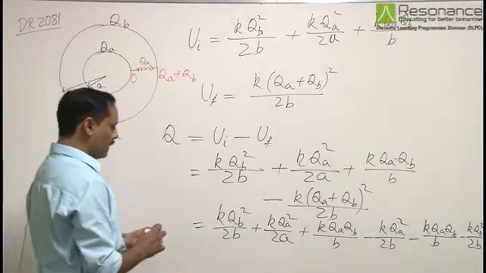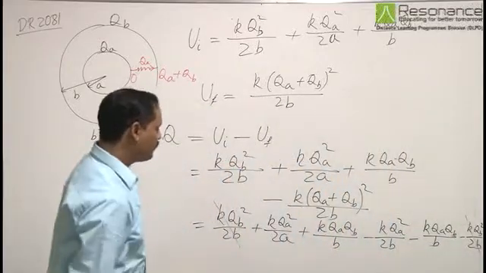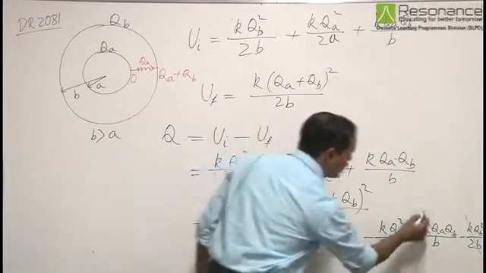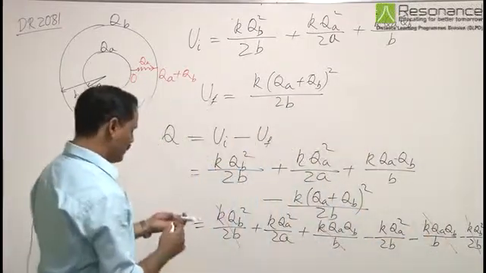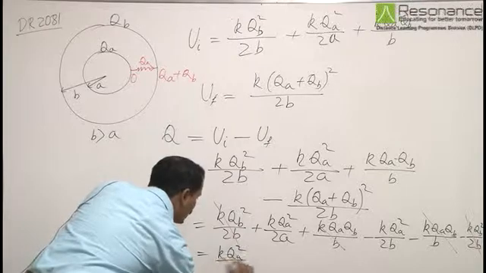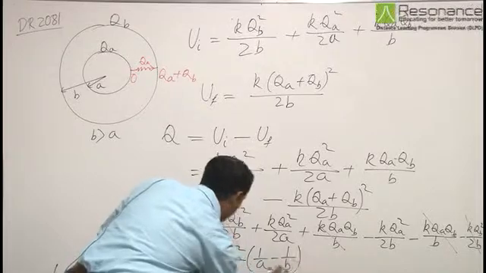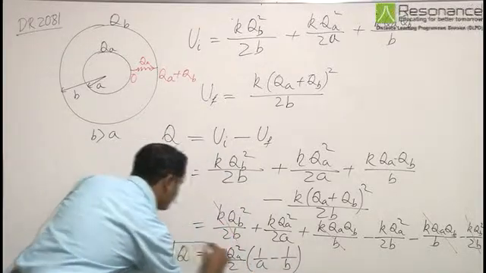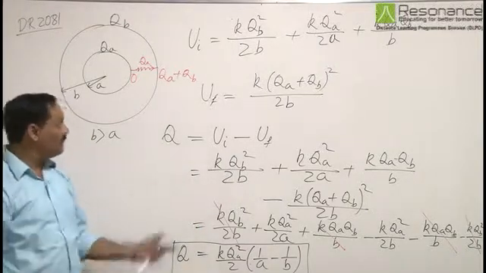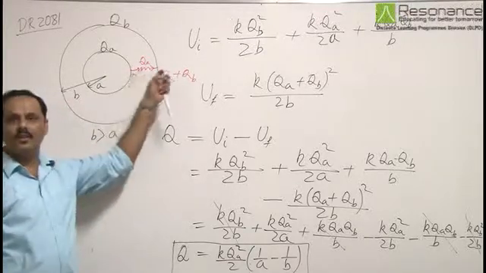Here we can see k qb square by 2b and k qb square by 2b cancel, and k qa qb by b and k qa qb by b also cancel. So we are left with k qa square by 2 into 1 by a minus 1 by b. So the amount of heat produced is k QA square by 2 into 1 by A minus 1 by B. This is the heat produced due to the transfer of charge from the inner sphere to the outer sphere.